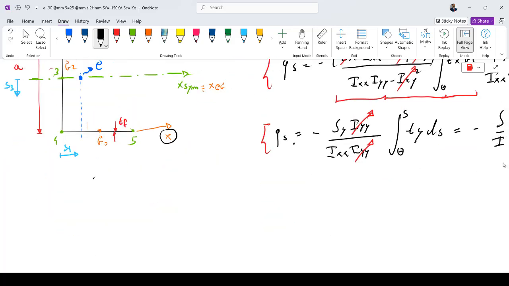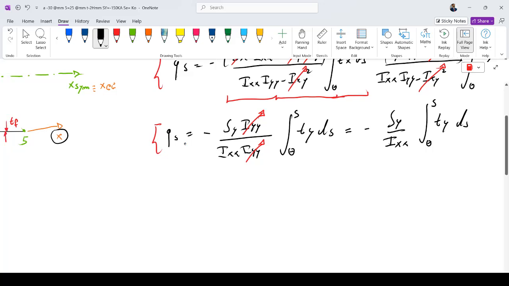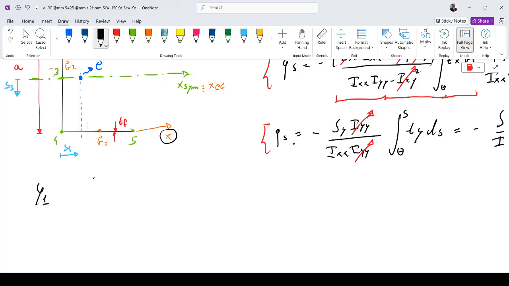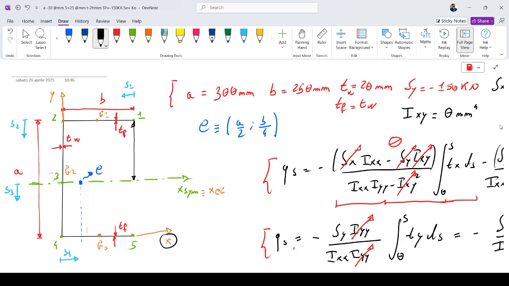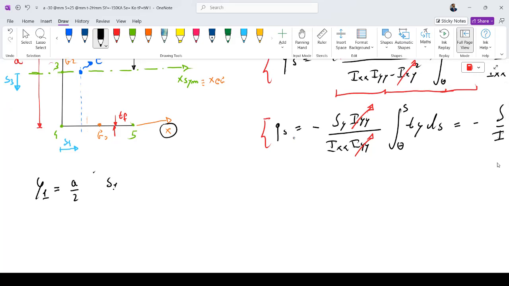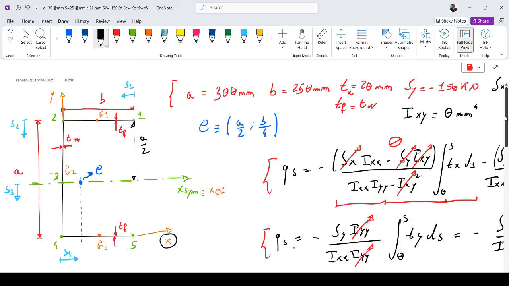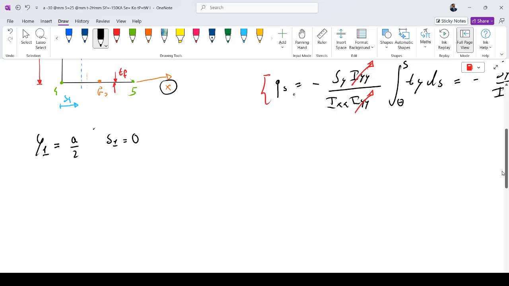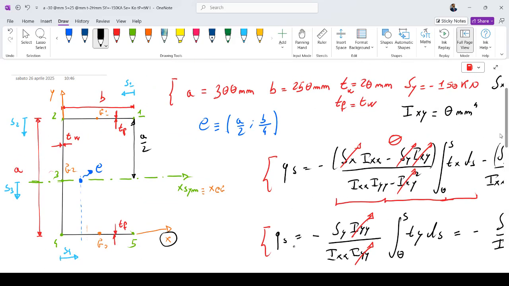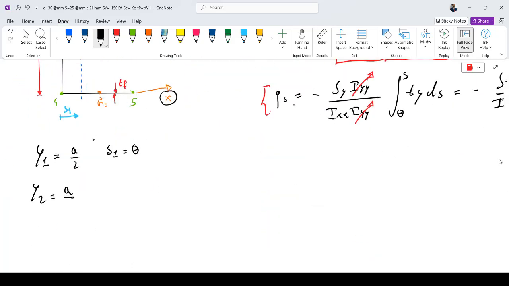Now we must derive a formulation for the y coordinates. In this case, when y1 is equal to this distance, it is equal to a over 2. This is a over 2. So when y is equal to a over 2, S1 is equal to 0, because point 1 is the zero point of this abscissa S1. When y2, the same coordinate, since point 2 is on the same line as point 1, so the coordinate y is equal to a over 2, so y2 is equal to a over 2.